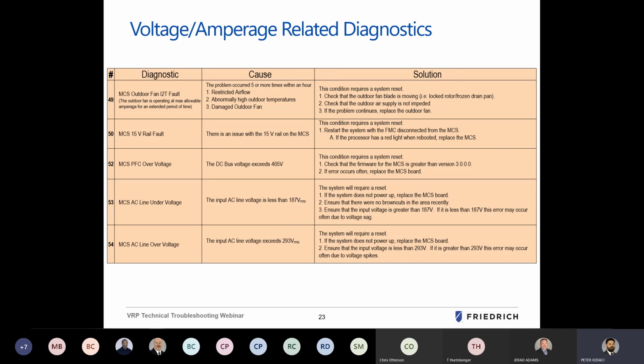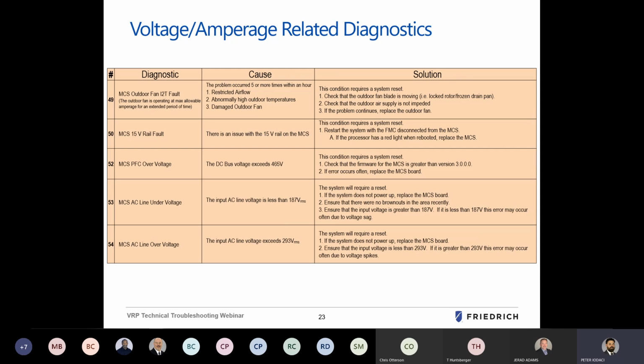So the basis of the I2T fault, especially for the outdoor fan, is probably something going on with airflow. So if you're starting to get an error code 49, you probably want to take a look at your outdoor coil, and you definitely want to make sure that it's clean and that the fan is able to push the air properly through the coil.